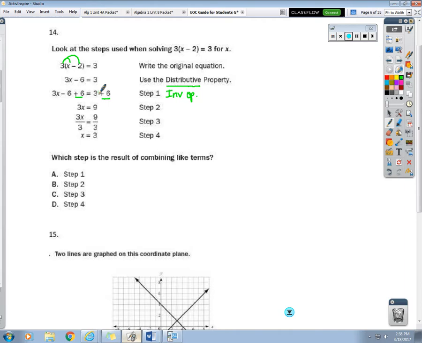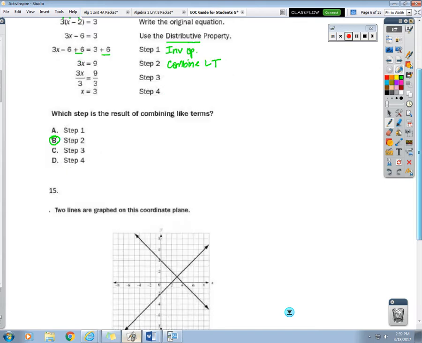Then, how all of a sudden did that line become that line? They combined. The negative 6 plus 6 combined to a 0, so they just didn't write it. And the 3 plus 6 became a 9. They combined like terms. And that happened in step 2, so step 2 is the answer.